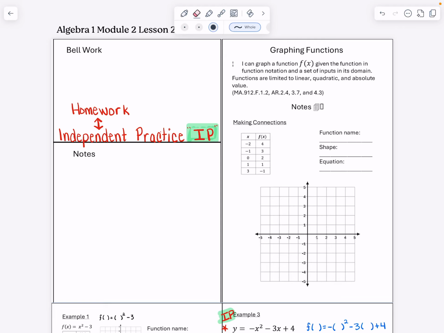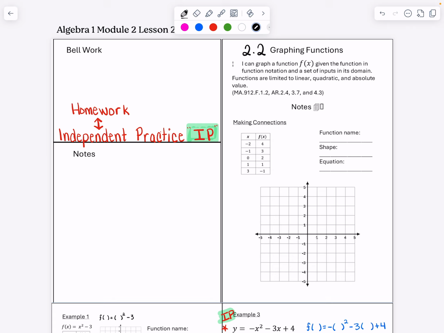Hi all, let's go ahead and get started with the graphing functions lesson. This is lesson 2.2. I know it's not labeled on there, but let's go ahead and write that. So 2.2 graphing functions. 2.1 was evaluating functions.